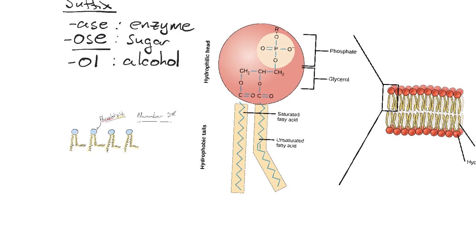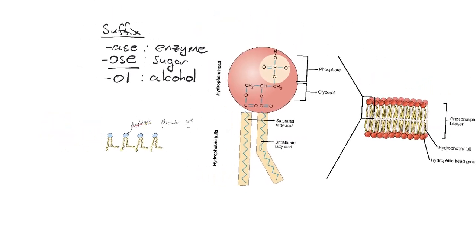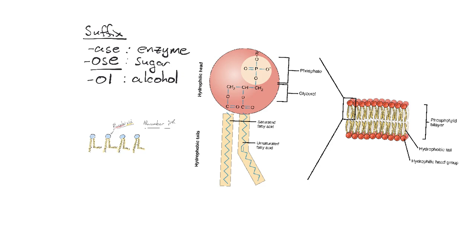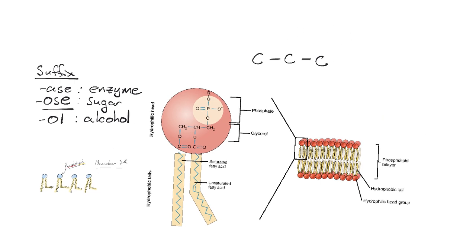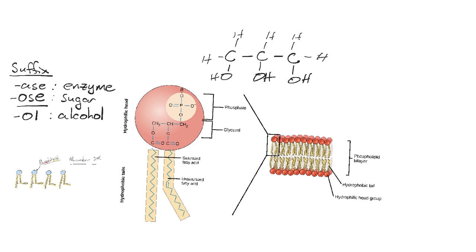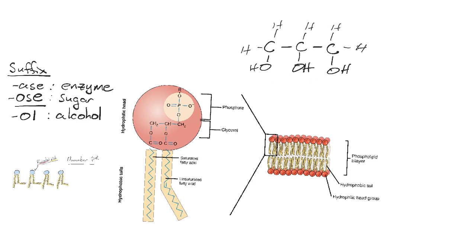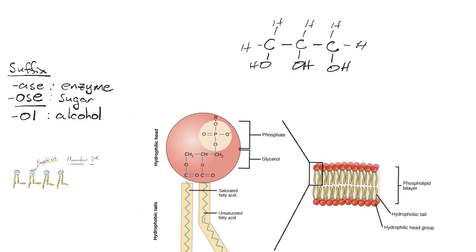So know those suffixes. This is a 3-carbon alcohol called glycerol, and it looks like this in its native form. Then you have an OH group sticking out here, and alcohols have a lot of OH groups. It's a real simple molecule, but it's very important because it's used to make a lot of different things in your body and in living things in general.